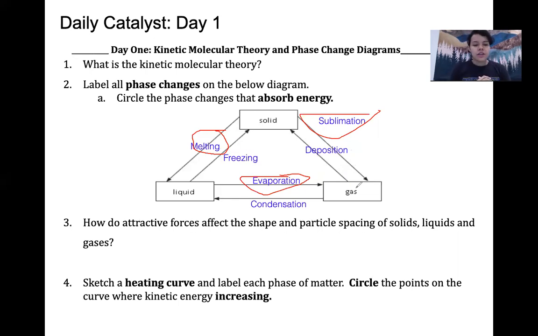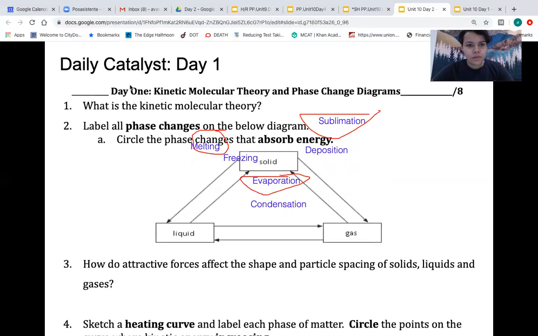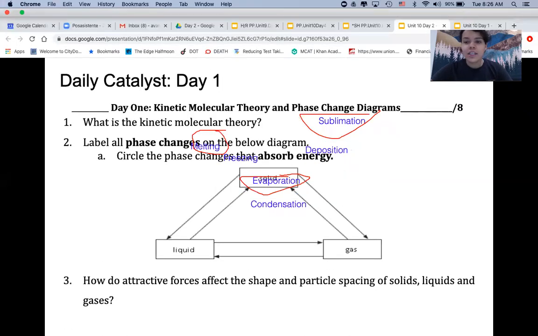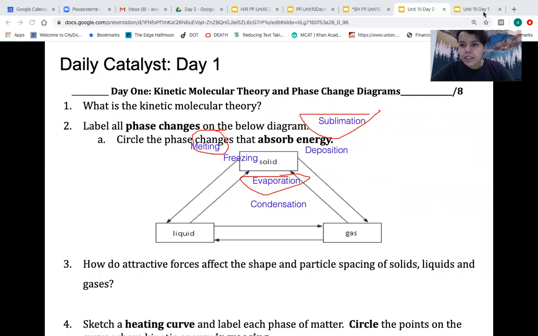For number 4, it says sketch a heating curve and label the phase of matter. Circle the points on the curve where kinetic energy is increasing. For this, we just saw how difficult it was to sketch, so I'm going to find a picture of a heating curve in a previous slide.